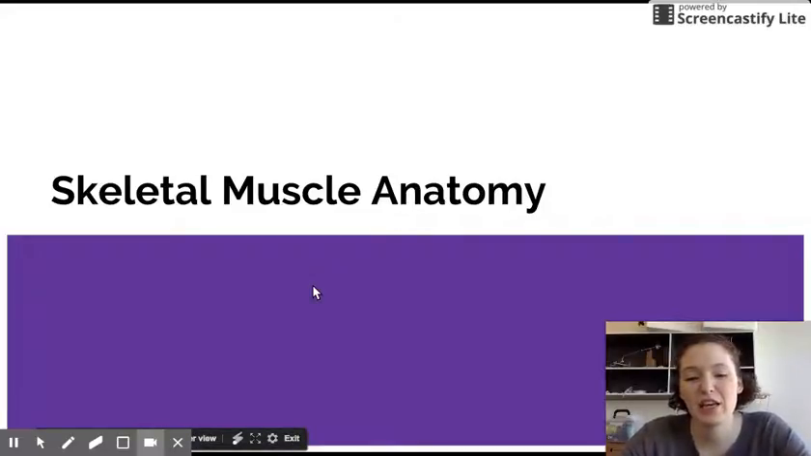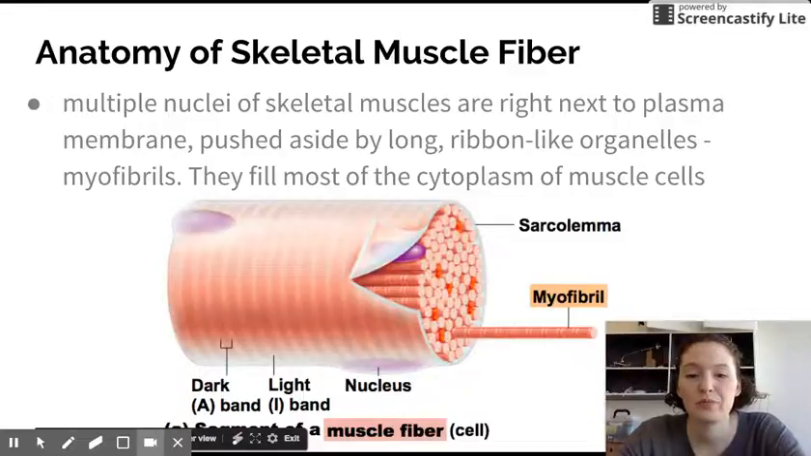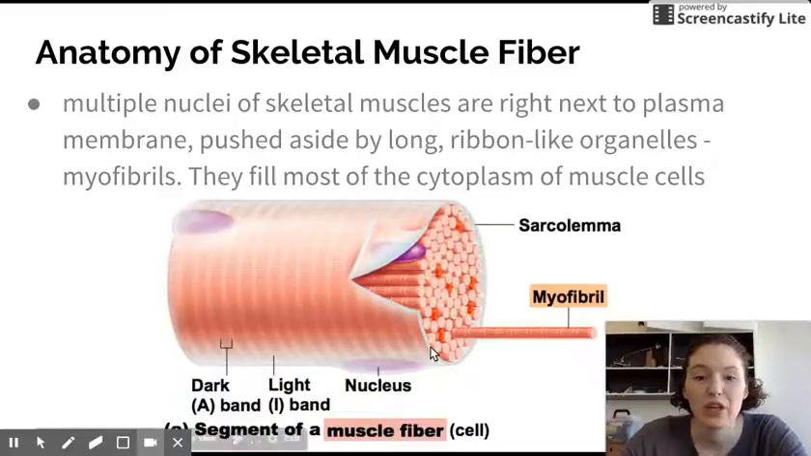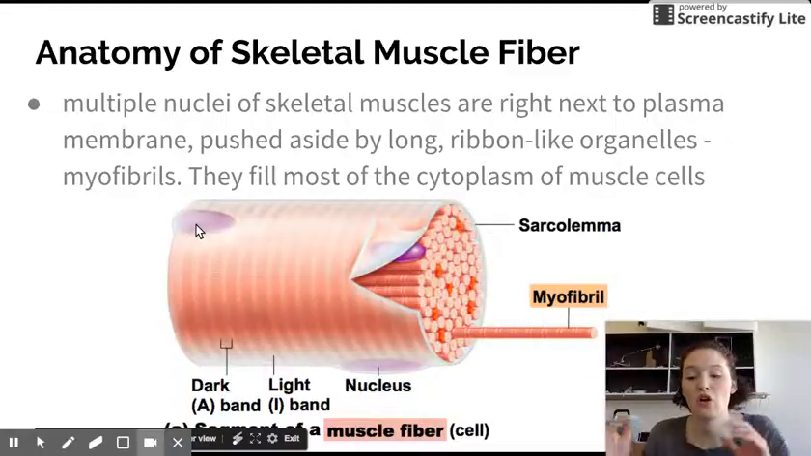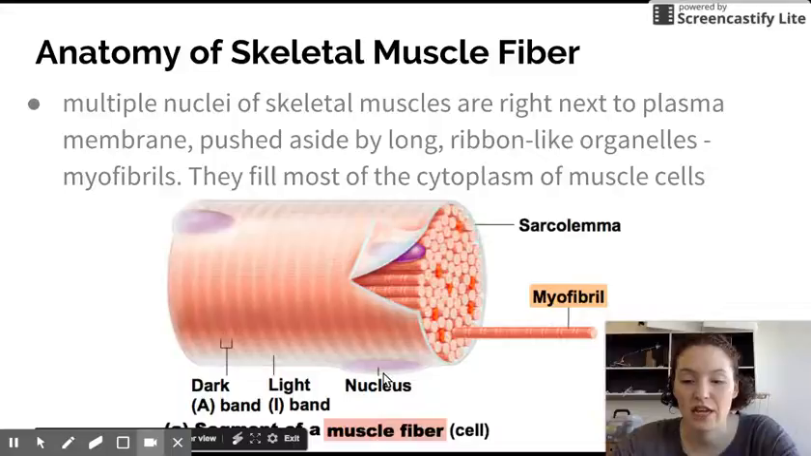This video is going to be just about skeletal muscle anatomy. So here we're looking at a section of a muscle cell or fiber. There are multiple nuclei in skeletal muscles, and they're right next to the plasma membrane. So they're pushed all the way to the outside edges. Here we're sort of seeing three nuclei along that plasma membrane. And so they're pushed aside by these long organelles called myofibrils.